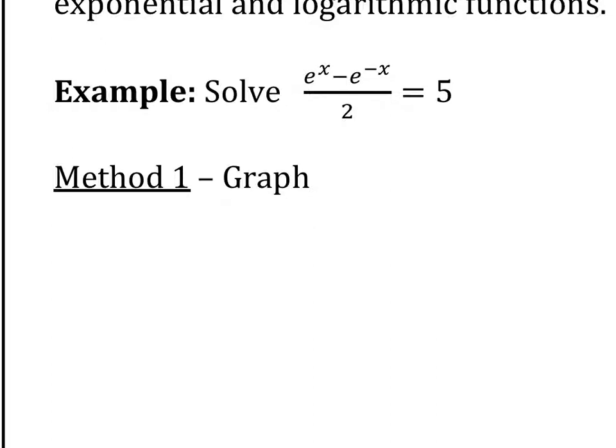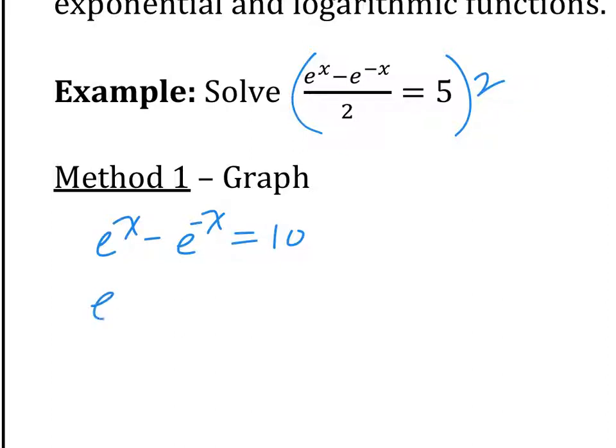Let's make it a little easier. We don't like the fraction, right? Fraction is a little bit hard to work with. How do you get rid of it? Times 2, yes. Times 2, so then e to the x minus e to the minus x is equal to 10. Okay, now what do we have to do to the equation so that we can plug into the calculator to solve? Subtract 10, good. e to the x minus e to the minus x minus 10 equals 0.